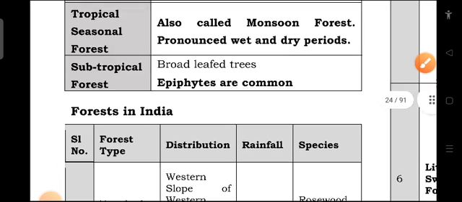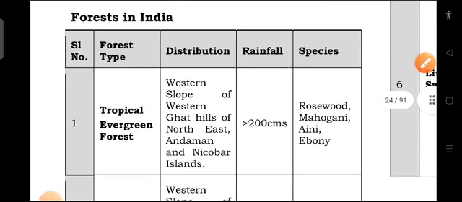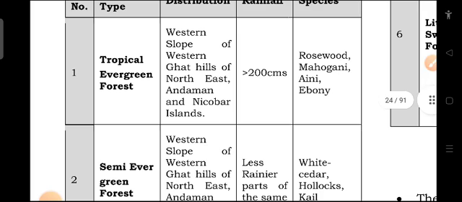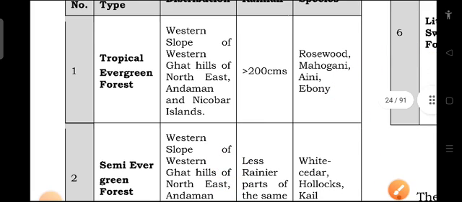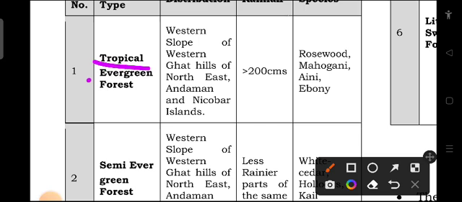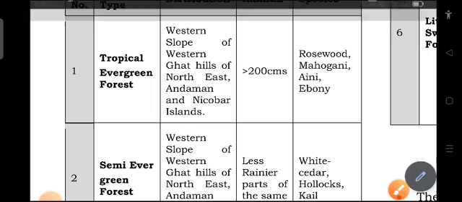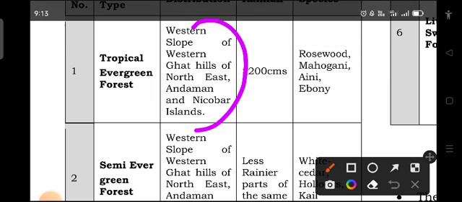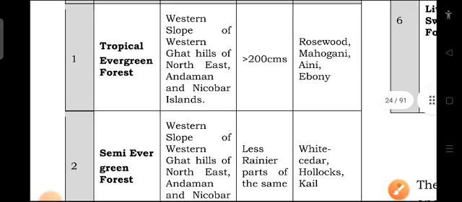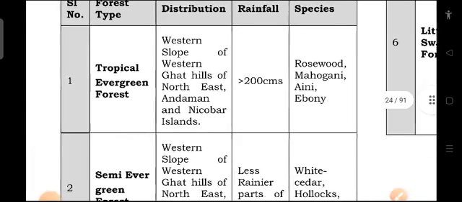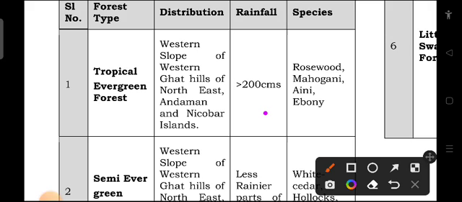Now let us look into the forests in India. First we are going to discuss the tropical evergreen forest. Where are they found? They are found on the western slope of the Western Ghats, and also in the northeast region and the Andaman and Nicobar Islands. These places have tropical evergreen forest with rainfall greater than 200 centimeters, and the species found are rosewood, mahogany, ebony, and ivy.